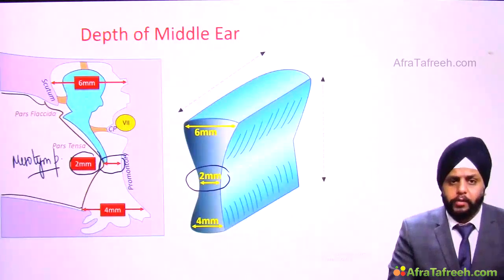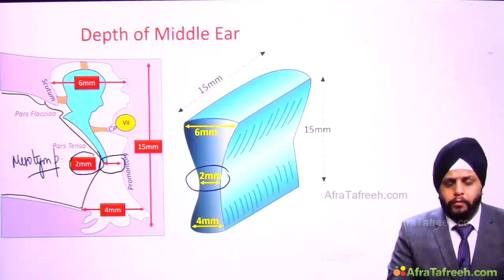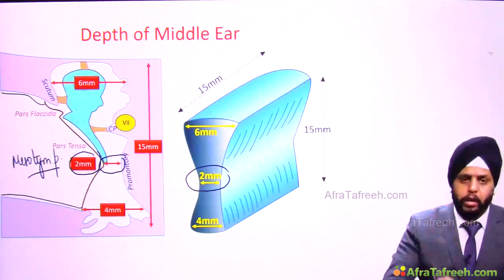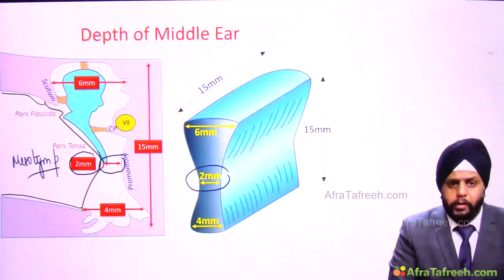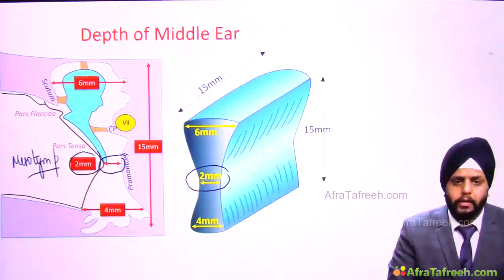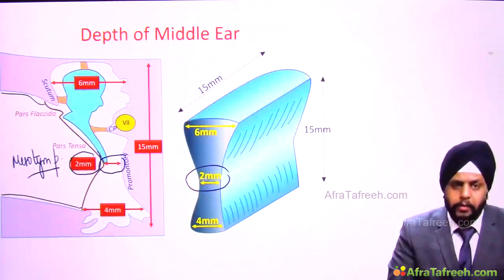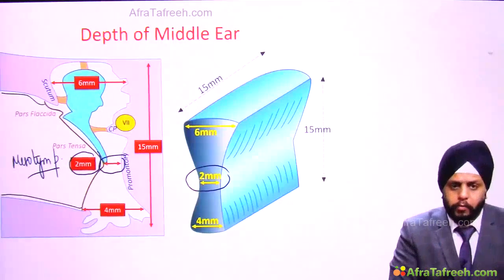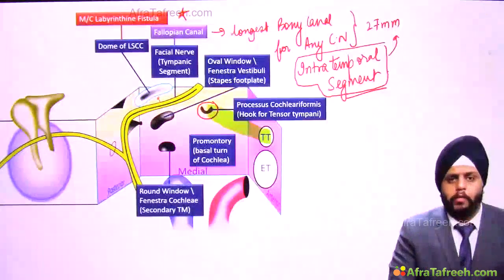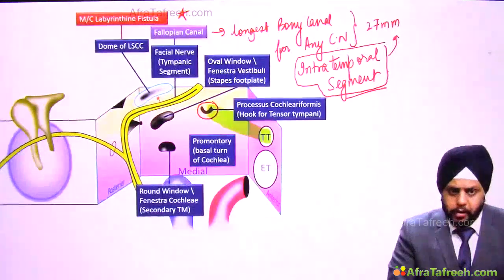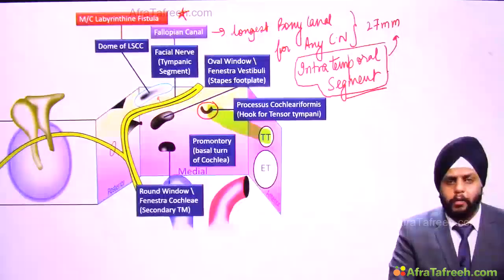The other dimension you can see is 15 millimeters. The actual height of the middle ear in the anatomical position, that's 15 millimeters. So the narrowest part in any dimension is the mesotympanum, that is 2 millimeters. Okay, let's go back to the box model. So we come back to our open box model of the middle ear. We have seen the medial wall of the middle ear.